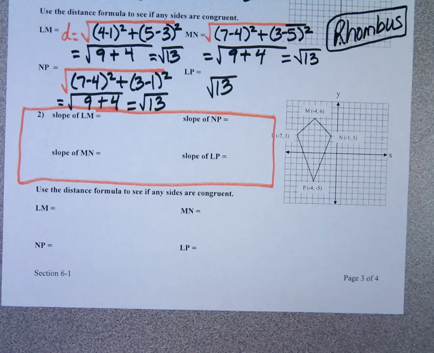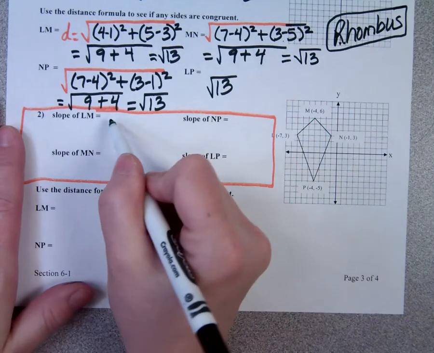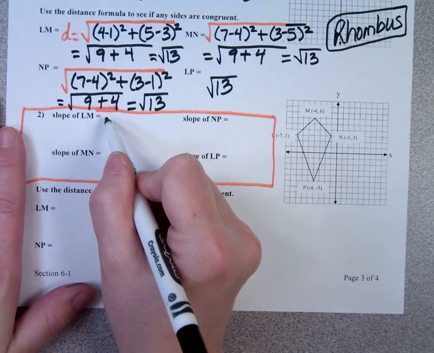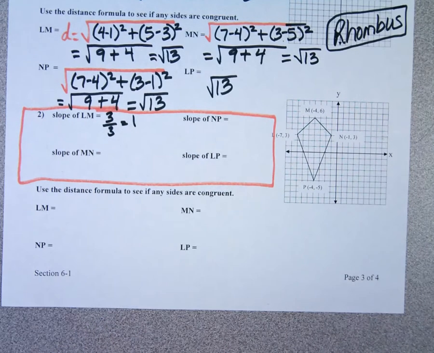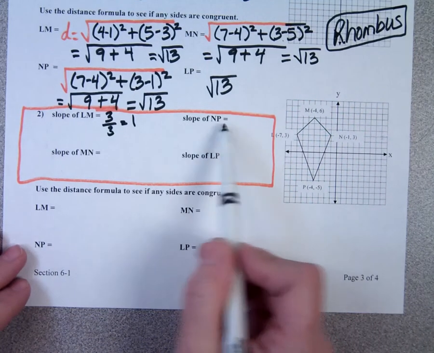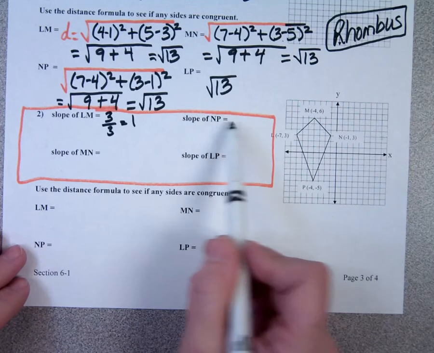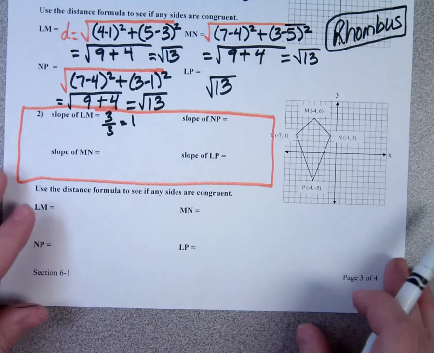Okay, Cheyenne, what do you have for the slope of LM? 1. You get 3 over 3, which is 1. Did everybody get that? Do I need to help count? Okay, and then Austin, how about the slope of NP? I have no idea.